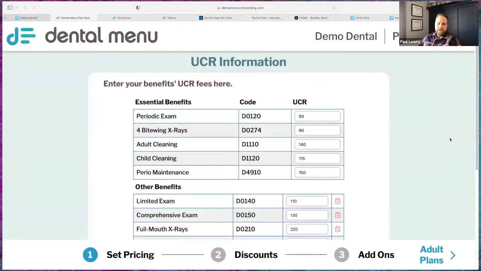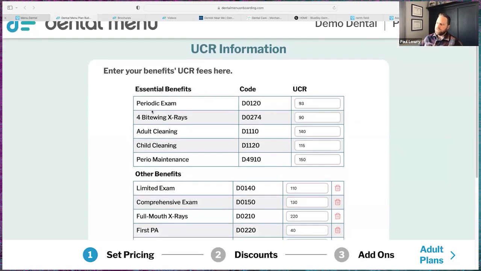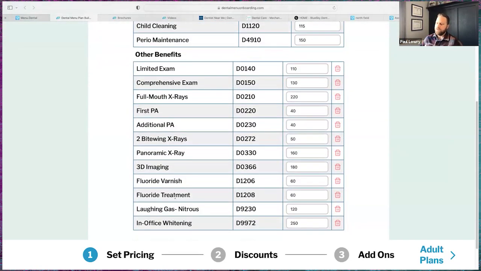The best way to price your plans: you'd never go and network with an insurance company without knowing what you're going to get paid. But that's essentially what people are doing on membership plans. Hey, we're going to accept our own in-house plan, but we don't even know what we're getting paid, we're just going to guess. You don't want to do that. So what we do with this plan pricing tool, and again, I'm happy to share this, is you look at your UCR fees for exam, X-rays, cleanings, perio maintenance, PAs, fluoride, whatever you want to include.